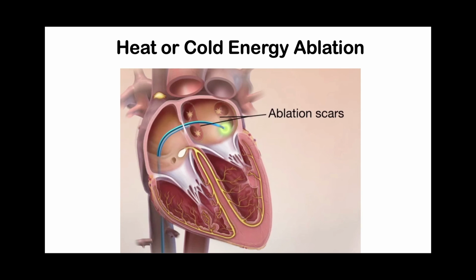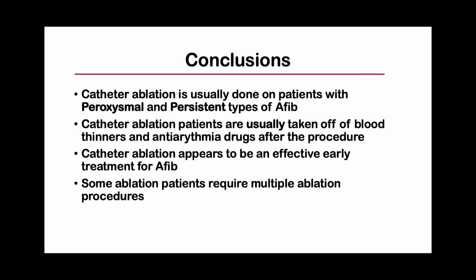Catheter ablation is usually successfully done on patients with paroxysmal and persistent type of AFib when medication doesn't work. Catheter ablation patients are usually taken off of a blood thinner and antiarrhythmia drugs after the procedure. Catheter ablation appears to be an effective early treatment for AFib. Some ablation patients require multiple ablation procedures.